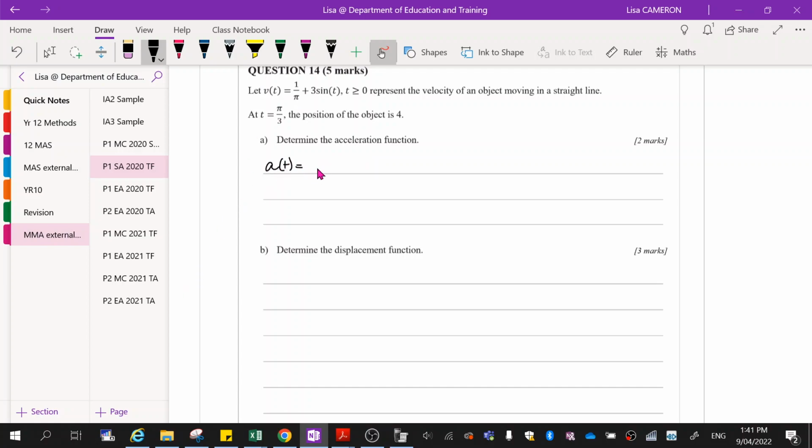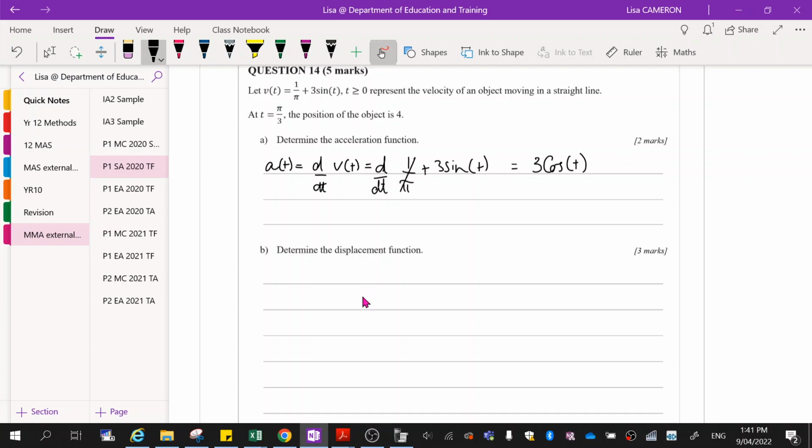So a(t) is given by d over dt of v(t), which means I'm going to be deriving 1 over pi plus 3 sine t. Okay, so this part here at the front, when I derive that, it's just going to vanish. Then I'll have this part here, so I'll be left with 3. Sine will go to cos, and when I derive the t, it just is a 1, so the 1 comes out the front, multiplies, and doesn't change anything. So that is our acceleration function.